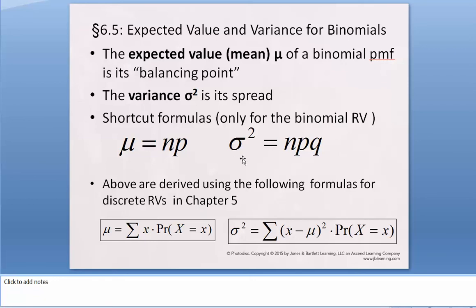And then sigma squared, rather than use this entire formula, you can just say n times p times q. Really, really convenient. But remember, these two apply only for a binomial random variable, not for any discrete random variable. For any discrete random variable, you need to use these formulas like we did in chapter 5. Okay. All right. But remember, this is really neat for a binomial random variable.